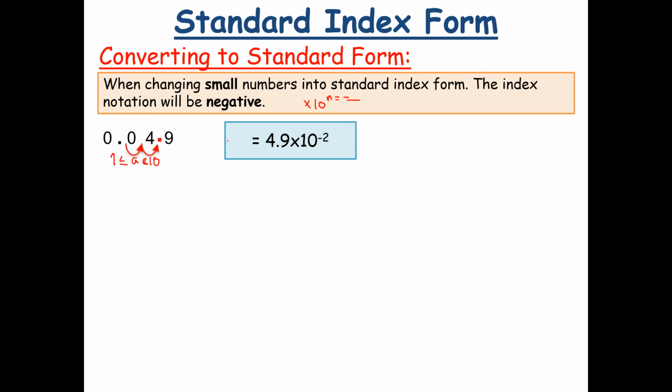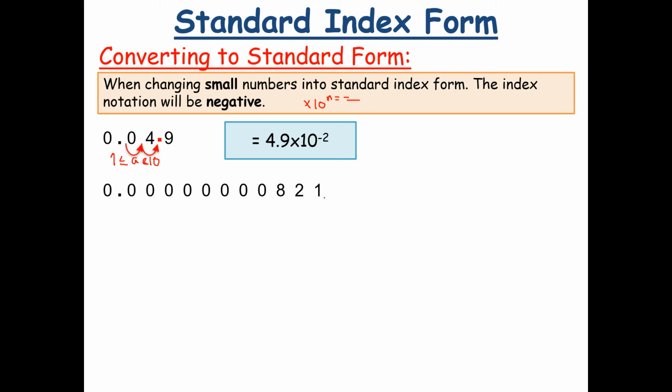So we have a small number. Because it's going to have to become bigger for it to comply with standard form rule, it becomes 4.9 times by 10 to the power of minus 2. Remember, when it's a small number and you're putting it into standard form, your index notation will be negative, so that's where the -2 comes from.